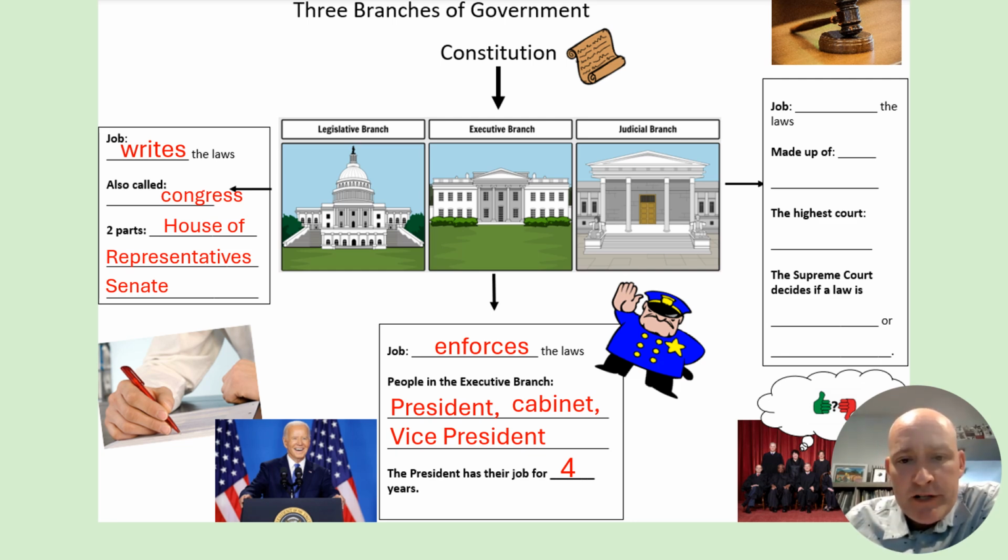So what about our last branch, the judicial branch? That is the branch that interprets the laws. And it is made up of courts. The highest court is the Supreme Court. And the Supreme Court decides if a law is constitutional or unconstitutional. Okay? So if that law is not following the Constitution, then it could say it's unconstitutional. The law can't do that.